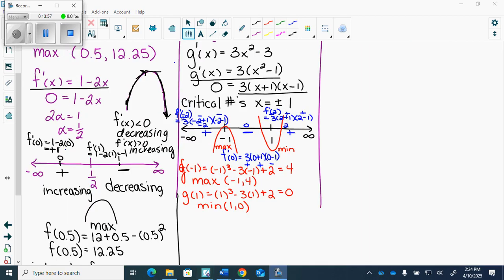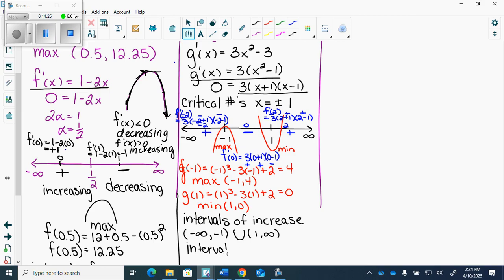The other thing we have to write is our intervals of increase, decrease. So our intervals of increase are -infinity to -1, and then we say or, so we put a union, 1 to infinity, and our intervals of decrease, or just interval of decrease, I guess, is -1 to 1.